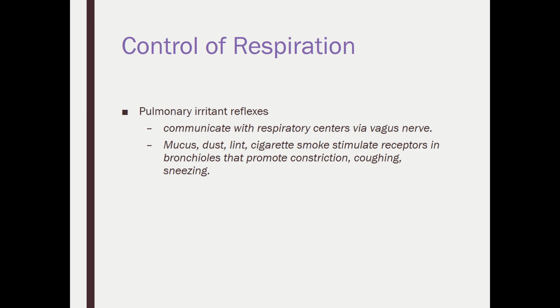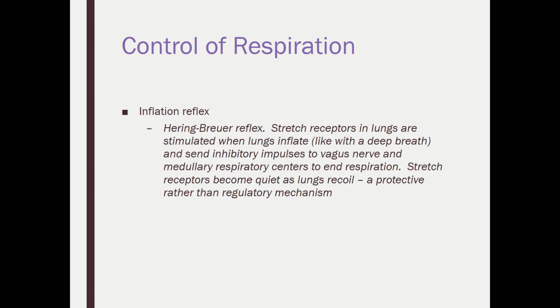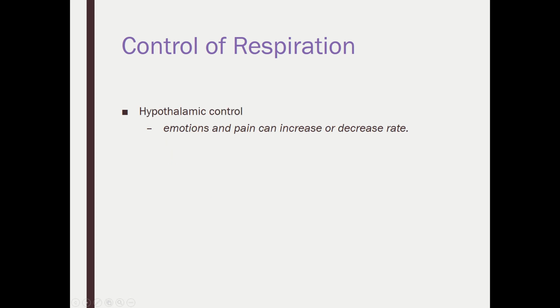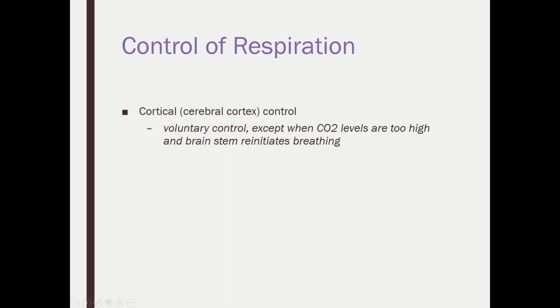They communicate with respiratory centers via the vagus nerve. So whatever is in there, we just help get that out. And then here's the Hering-Breuer reflex. Stretch receptors send inhibitory signals to the medullary respiratory centers to end inspiration. And then like I said, the hypothalamus can send signals that either increase or decrease breathing rate, and we can consciously do that too.